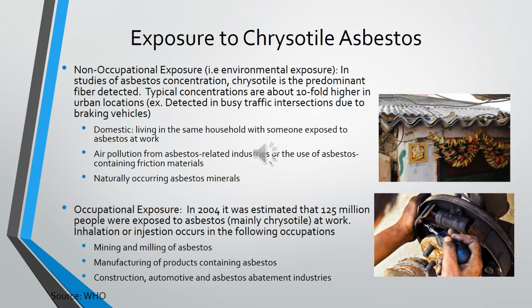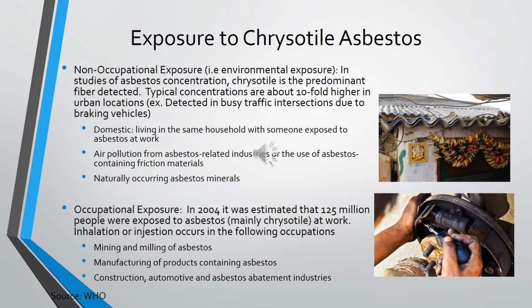Like many other hazardous materials, exposure comes in 2 different ways: non-occupational exposure and occupational exposure. Non-occupational exposure can be thought of through domestic exposure. If somebody is living with someone that actually works with asbestos, they mine asbestos, or they work in a milling plant, it has been found that spouses and children that live with those individuals have been exposed to asbestos. There's also air pollution from asbestos related industries or use of asbestos containing friction materials.